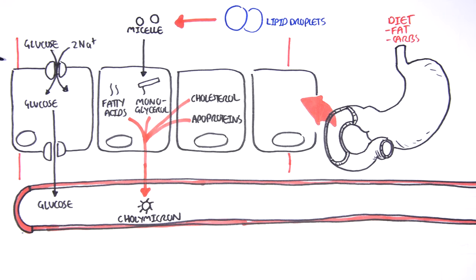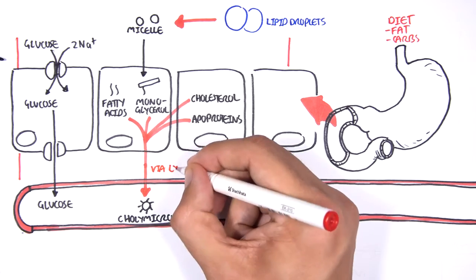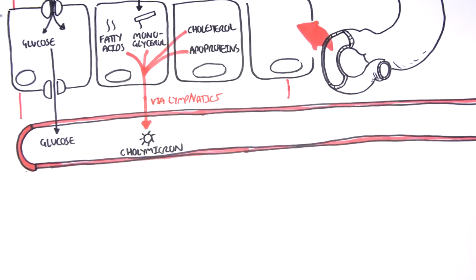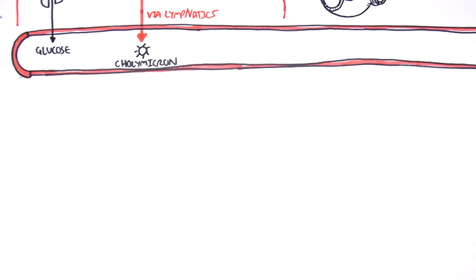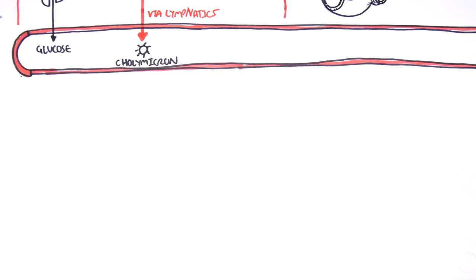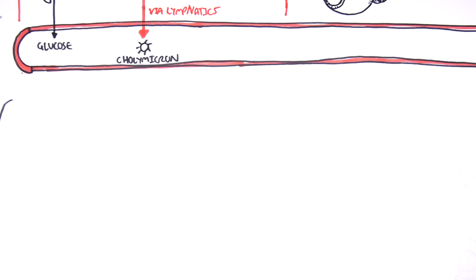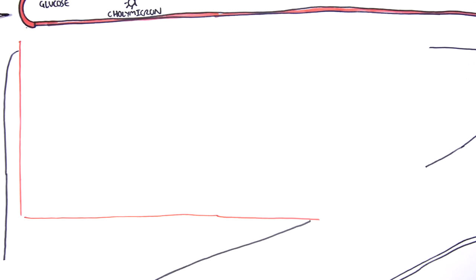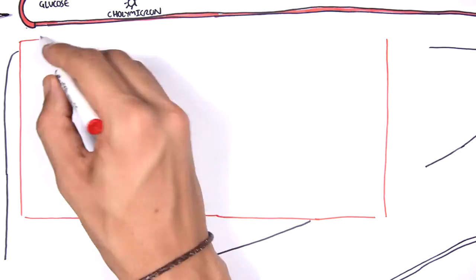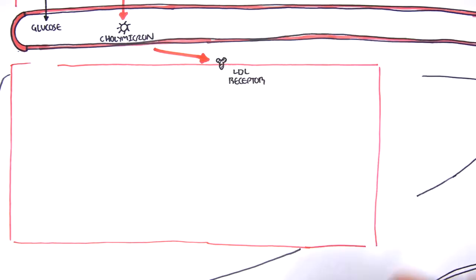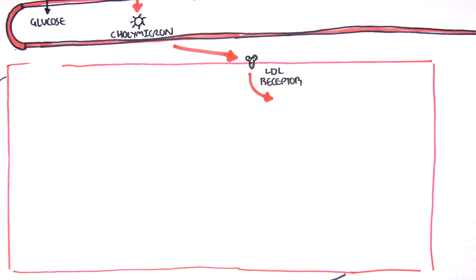The chylomicrons are actually absorbed into the lymphatic system before moving into the blood vessel via the subclavian vein. The chylomicrons then circulate around the body, delivering lipids, delivering triglycerides to tissues that need it for energy. The remaining remnants of the chylomicrons will then finish and arrive at the liver. So here we have the liver. The chylomicrons will bind onto LDL receptors and will be brought into the hepatic cells.